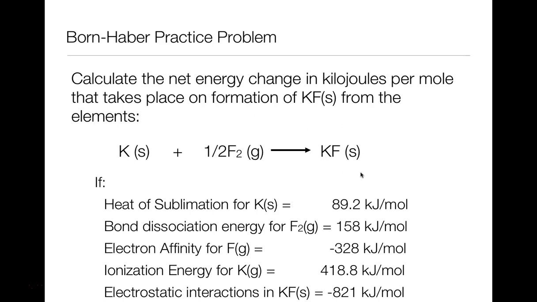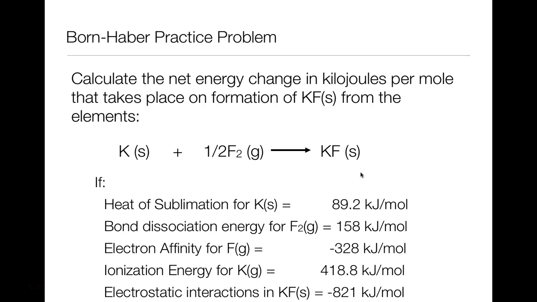So, instead of drawing a graph like we did in the last problem, why don't we calculate the net energy change in kilojoules per mole that it takes to form KF, potassium fluoride, from its constituent elements, potassium metal and fluorine gas. So try this one on your own, because I'm going to break it down fairly rapidly on the next slide, so maybe pause this lecture.